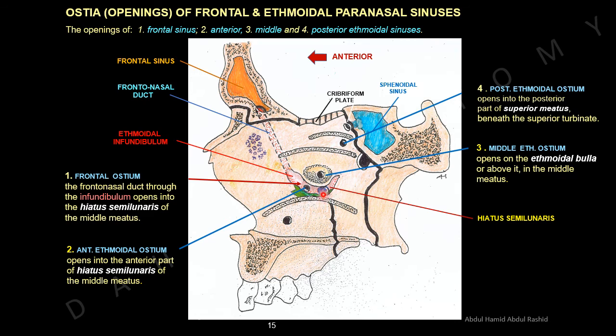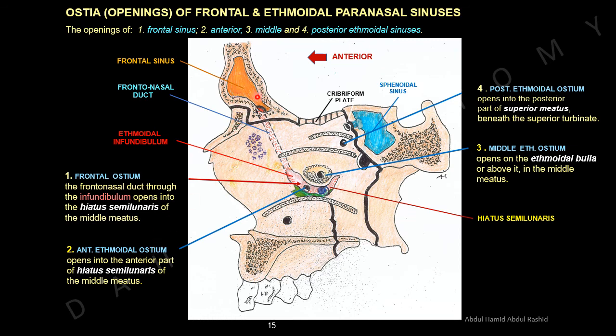In the middle meatus, you will see a prominent bony prominence. This is ethmoidal bulla. Underneath the ethmoidal bulla is the hiatus semilunaris. Anteriorly, hiatus semilunaris is connected to the ethmoidal infundibulum. This is frontal sinus. Let's talk about the opening of frontal sinus and ethmoidal sinuses.